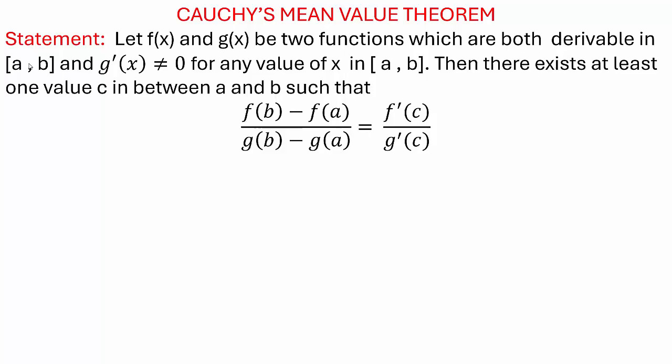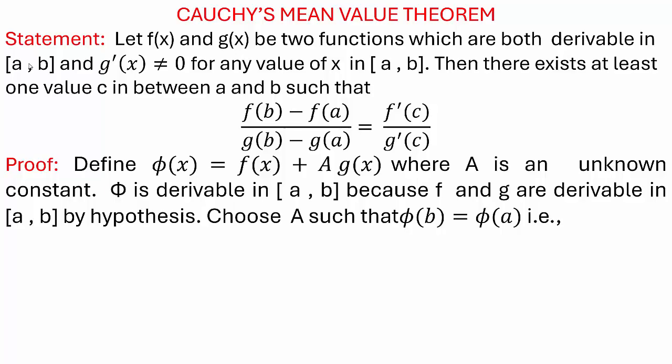In the statement, there are two functions f(x) and g(x). Both functions are derivable in the closed interval [a, b] such that g'(x) is a non-zero number. Then there exists at least one point c in between a and b satisfying the formula (f(b) - f(a)) / (g(b) - g(a)) = f'(c) / g'(c). We shall prove this theorem.